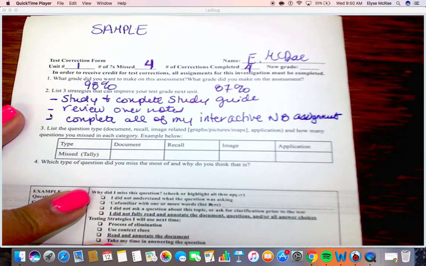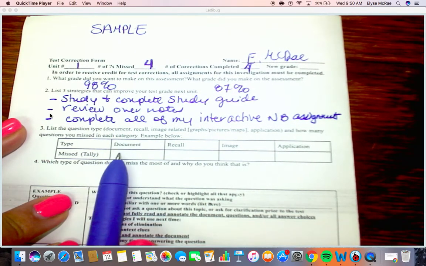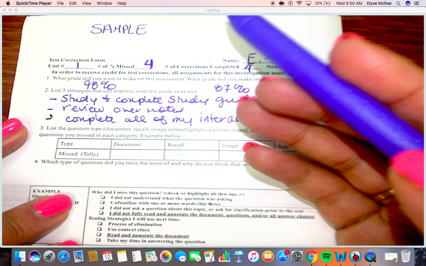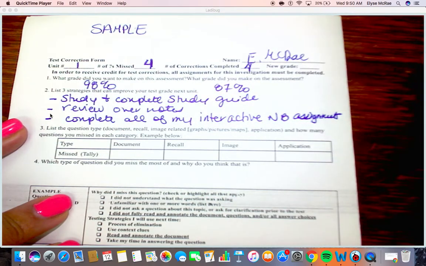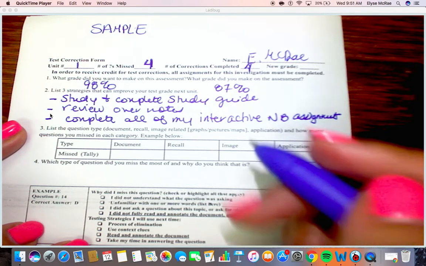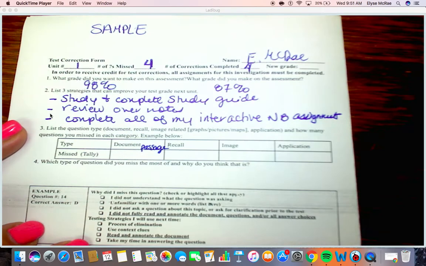Okay, so I missed 4 questions, and so I know that I need to go look through my test packet, and so you're going to reference your test packet here, and you're going to figure out how many questions that you missed. Document questions are going to be questions that have a passage, and you may want to add that as a note, a passage.